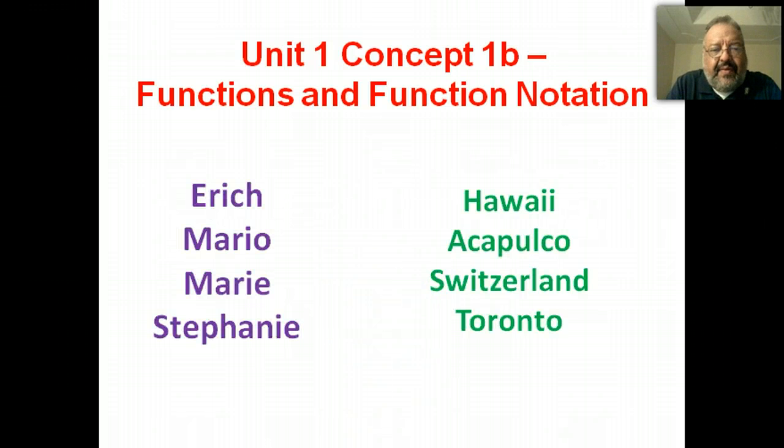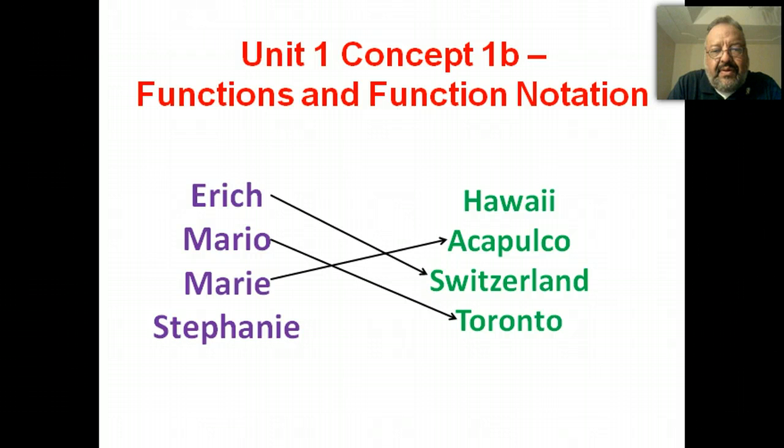Okay, so you have 4 people. You have Eric, Mario, Marie, and Stephanie. And they're going to take a vacation at exactly the same time. Their plane's going to leave the airport exactly the same time, exactly the same day. And they have a choice of going to Hawaii, Acapulco, Switzerland, or Toronto. Alright, Eric decides to go to Switzerland. Mario's going to go to Toronto. Marie's going to Acapulco. And Stephanie's going to Hawaii. Is this possible? Can all these 4 different people go to 4 different locations at exactly the same time? Yeah, of course it's possible. This is a function. That's what a function means.